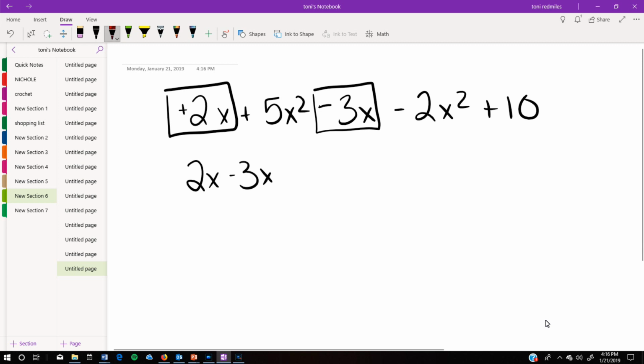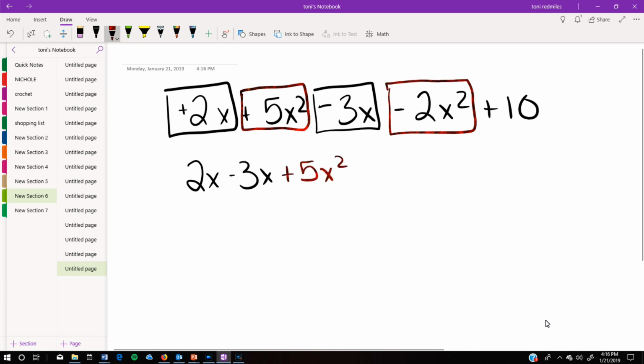Let me change my pen color. This one is like with this one because same variable, same degree of power. So I'm just going to write them beside each other. And lastly, this one is not like anything. So I'm just going to put a plus 10.